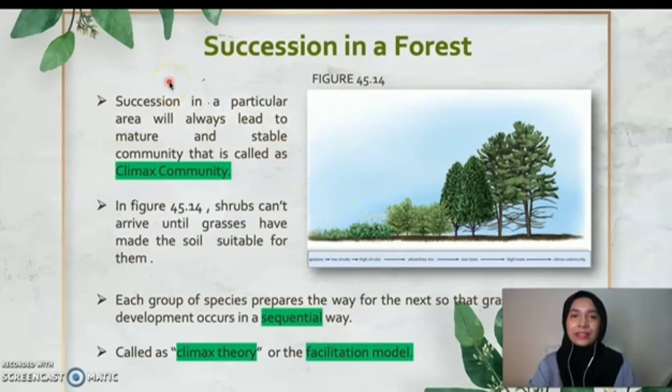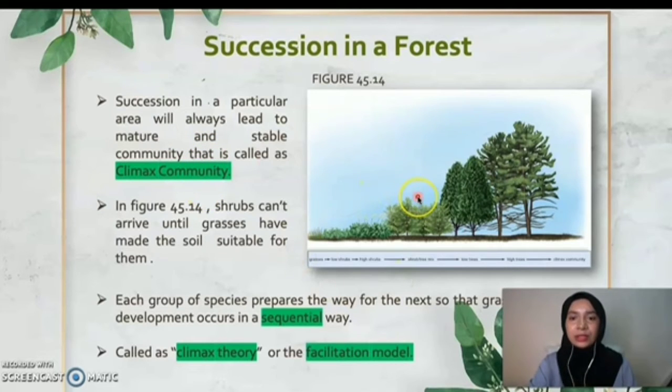Succession in a forest. Look at this picture. It starts from grass, low shrub, high shrub, to the shrub and tree mix, low trees, high trees, and lastly, the climax community. What is meant by climax community? A climax community means succession in a particular area will always lead to a mature and stable community.